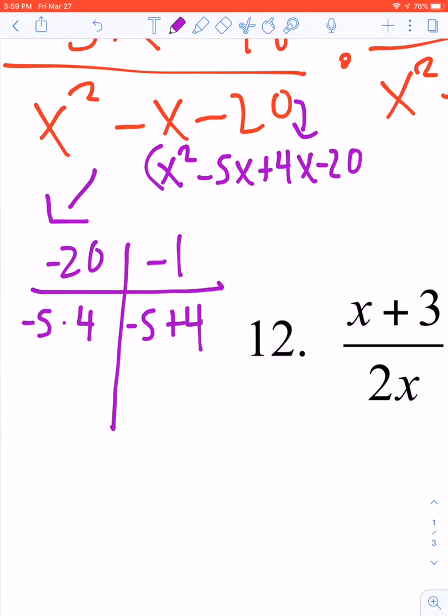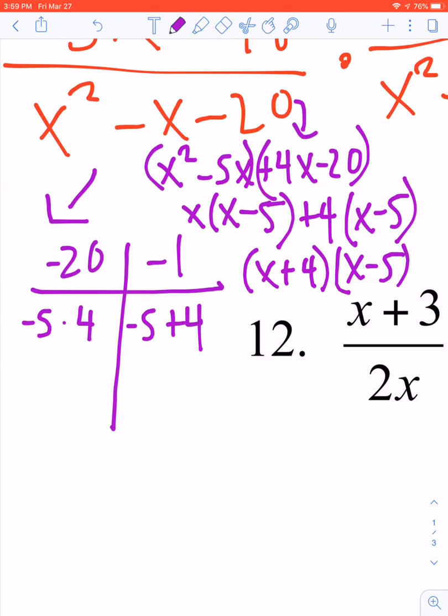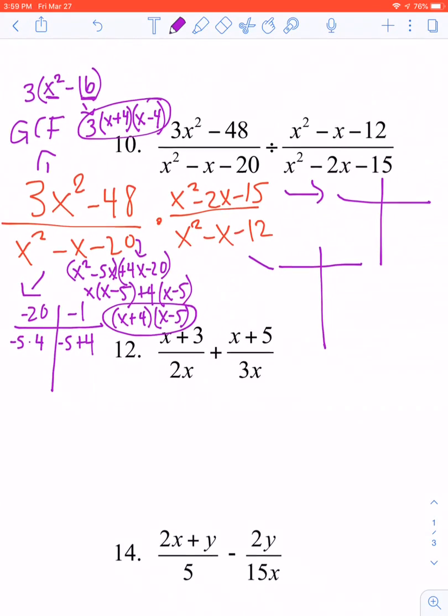And then we're going to group it. So we can pull out an x right here, and we get x minus 5. Then we can pull out a 4 right here, and we get x minus 5. Okay, so we get x plus 4 and x minus 5. All right, and that is our answer for the bottom value of this fraction.